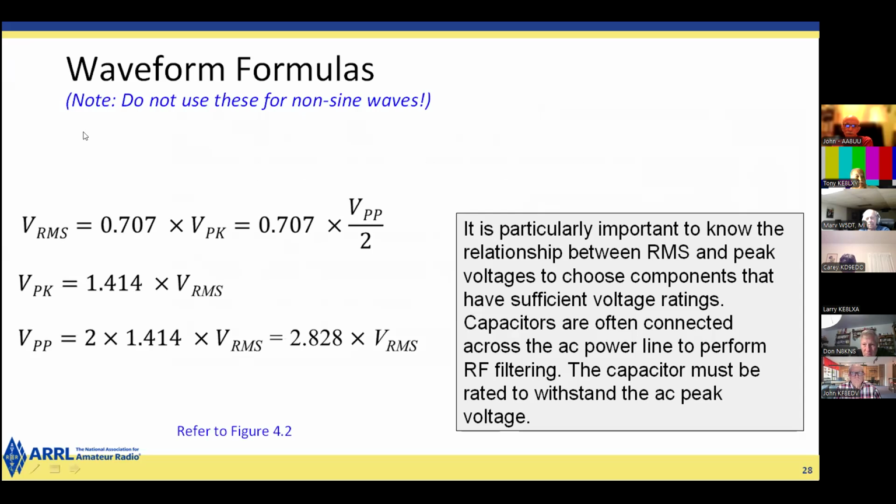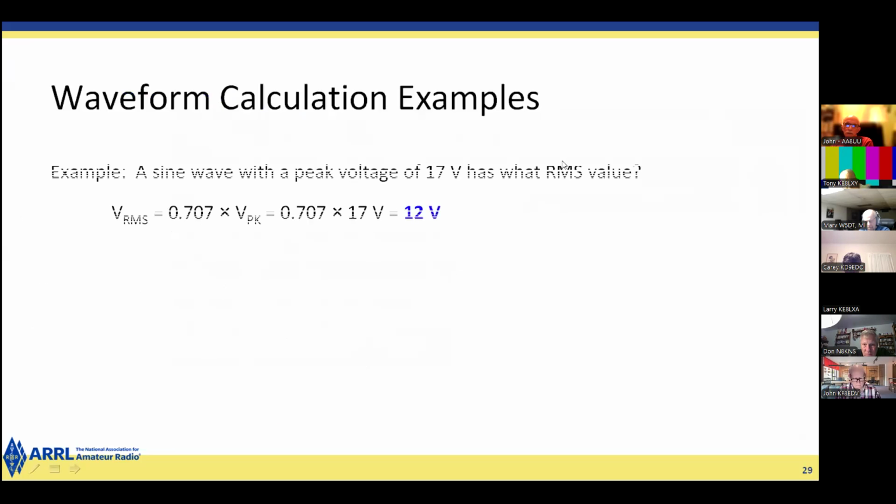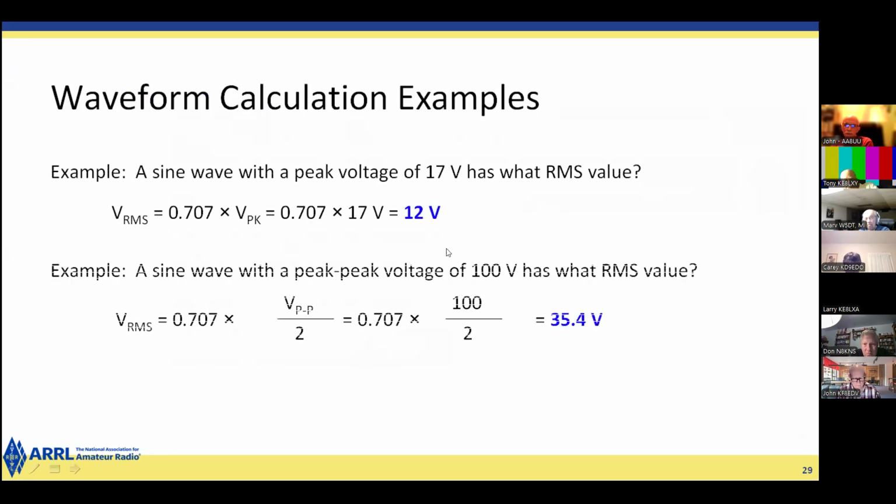Waveform formulas, yes. Well, we've been through these, haven't we? The relationship between RMS and peak voltages to choose the components, yeah, we've been through this. Sine wave, we did this one.